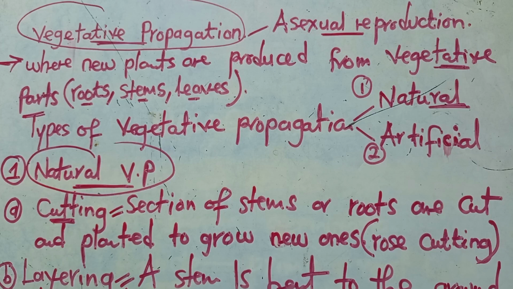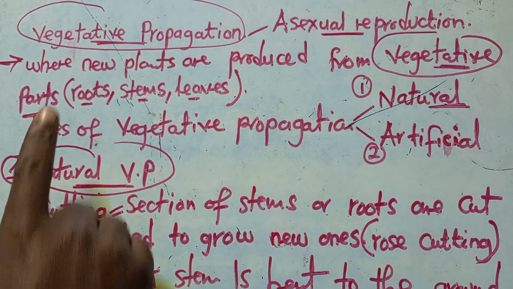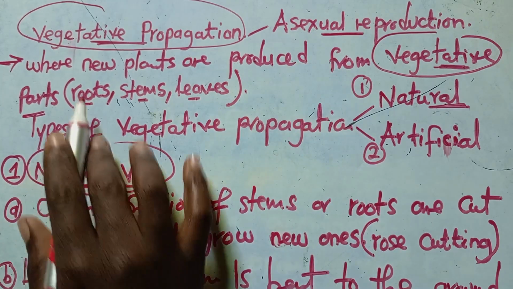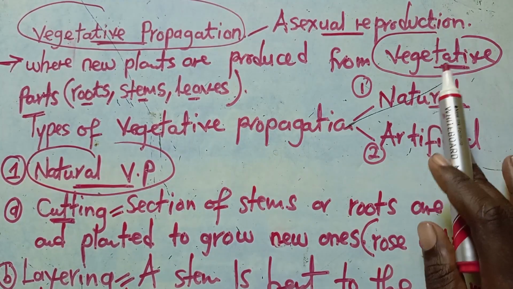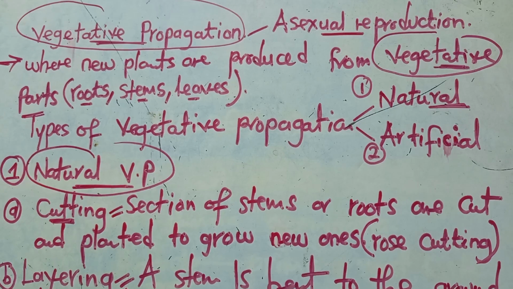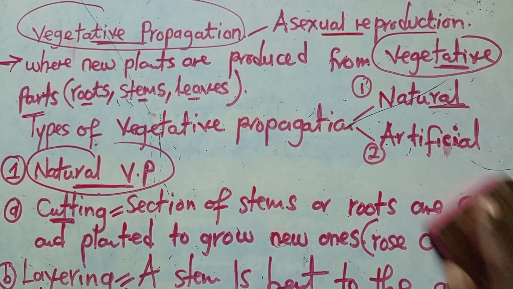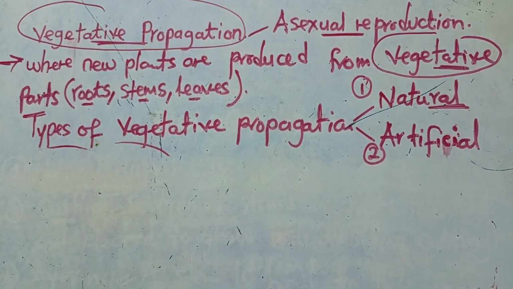Or instead of using the word vegetative parts, you can just say this is a form of asexual reproduction where new plants are produced from stems, roots, and leaves, etc. So you can put it like that if you don't want to repeat a particular word. So this is something that is good and interesting. We proceed and move to another type of vegetative propagation.